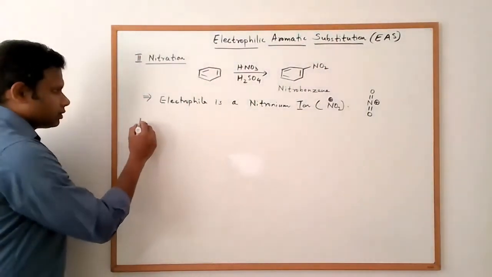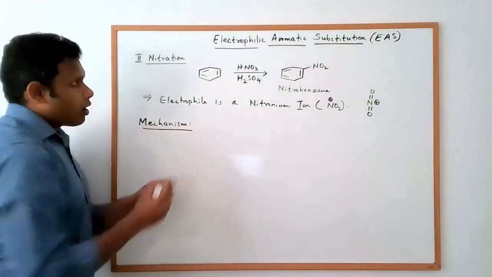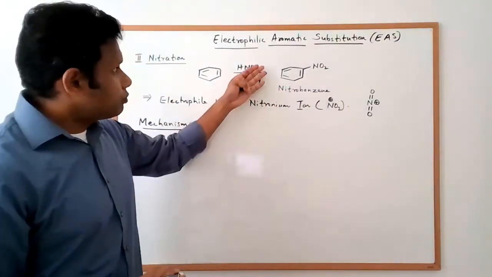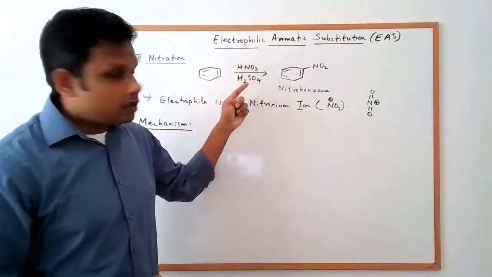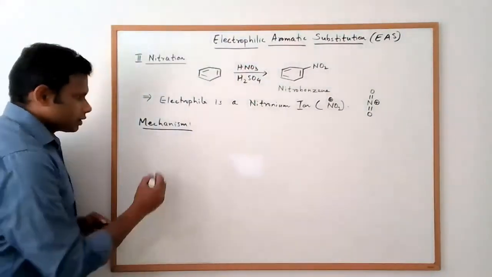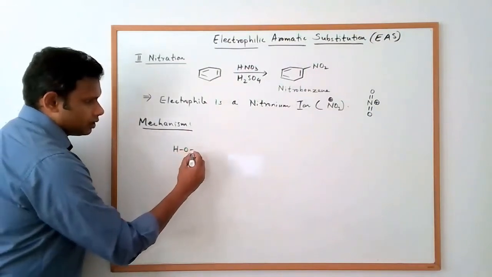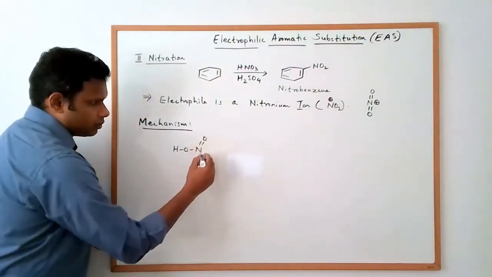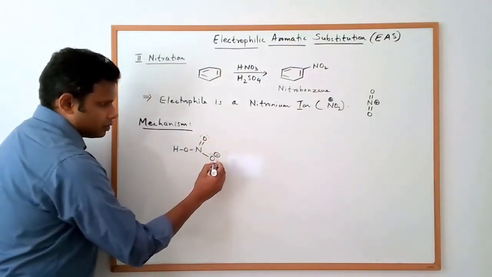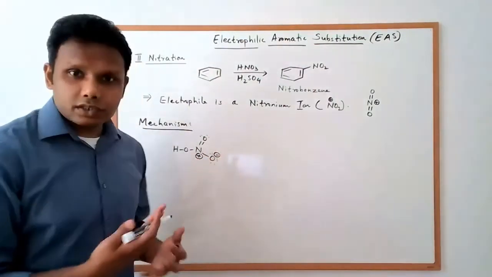So in the mechanism here, we're going to first talk about the formation of the nitronium ion. How do we generate that? As you can probably see, the nitronium ion has to be formed from the nitric acid that's in this reaction. So we're going to start there. So nitric acid is HON double bond O, O minus. This is the Lewis structure for nitric acid. One of the Lewis structures, there's resonance possible here.